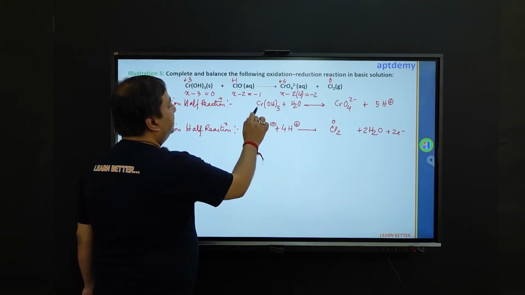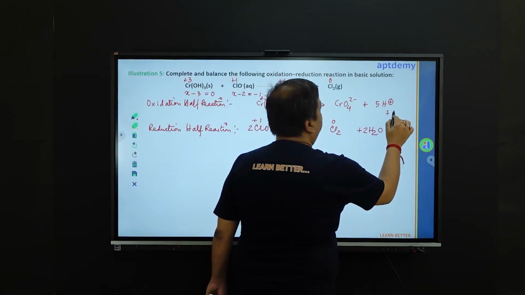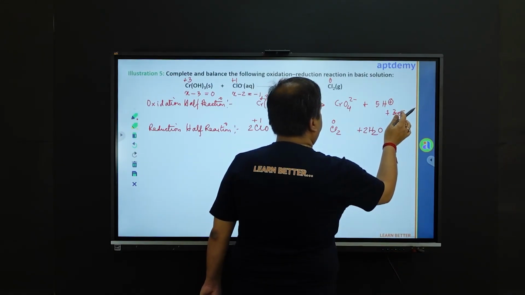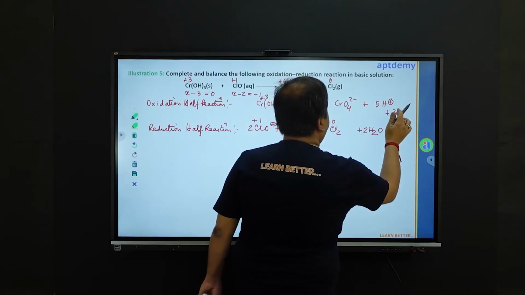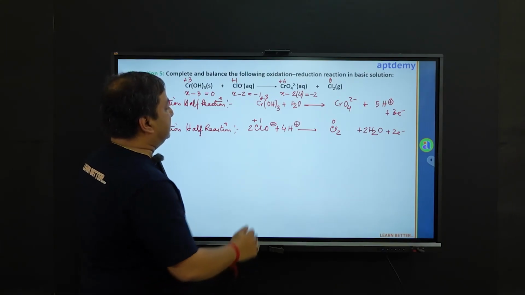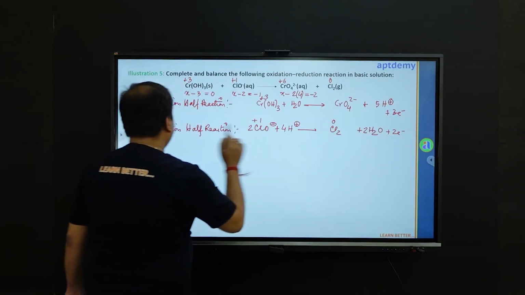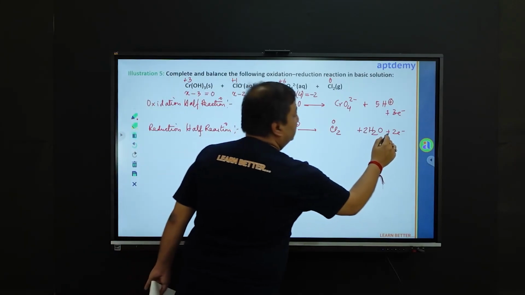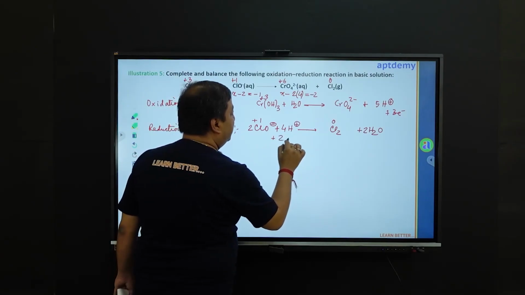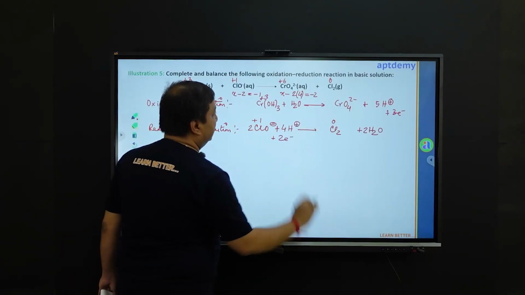Over here we have chromium in plus 3 that is going to plus 6. So now 3 electrons should be added on the right hand side over here. Okay. One more thing, electrons need to be added over here, not there. That is the correction, because it is getting reduced. Sorry guys, correction over here: 2 electrons to be added over here, because this is getting reduced and not releasing electrons.